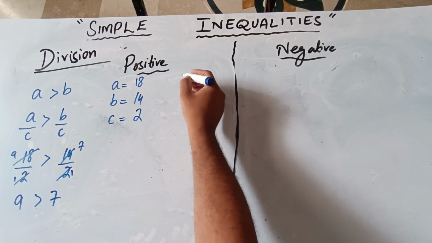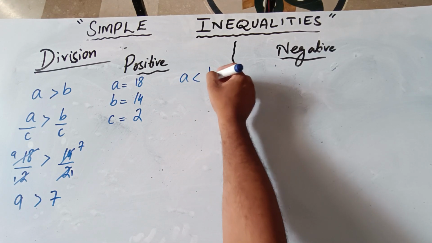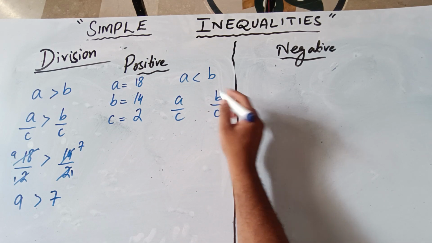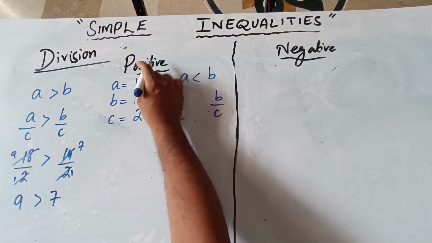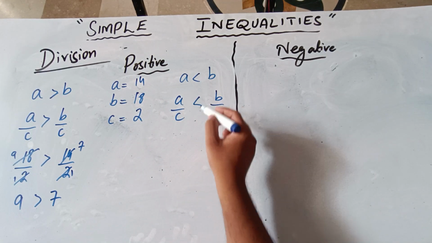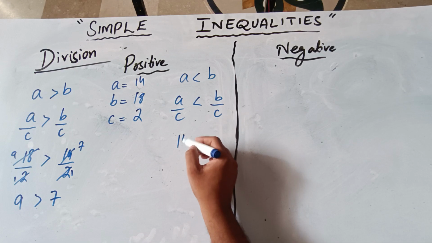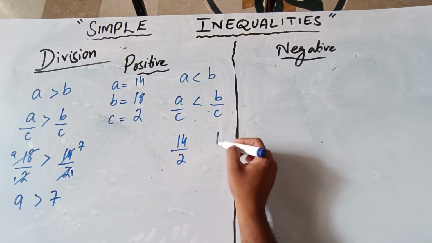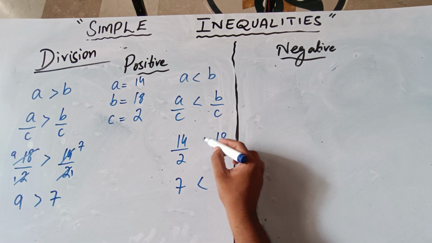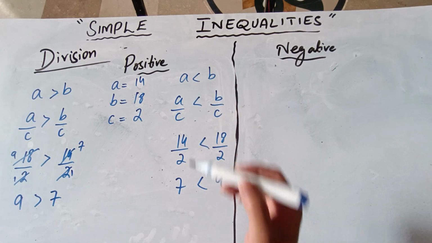In the lesser than case as well, if a is lesser than b and if we divide both parts by a constant number, now let's shuffle the values. So the inequality sign will remain again the same. 14 upon 2, 18 upon 2, 7 and 9. 7 is lesser than 9, so the inequality sign will remain the same.